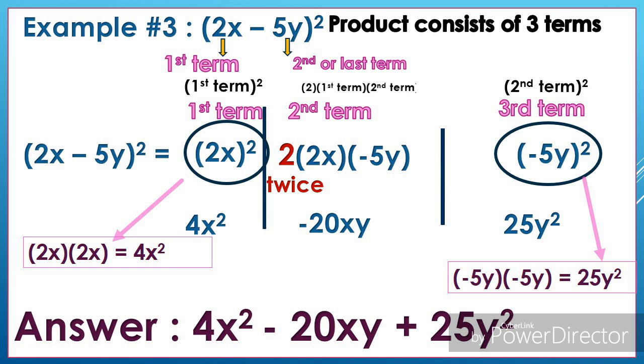And for the third term, our second term or last term is negative 5y. Then, we're going to square negative 5y, and that is negative 5y times negative 5y. It is equal to 25y square. And to write the final answer, we have 4x square minus 20xy plus 25y square.